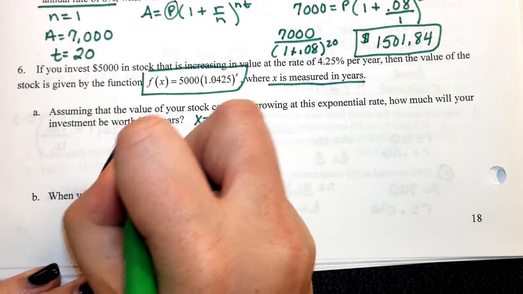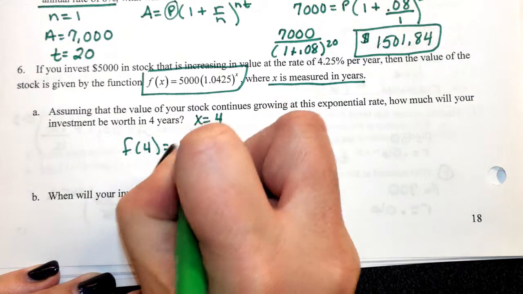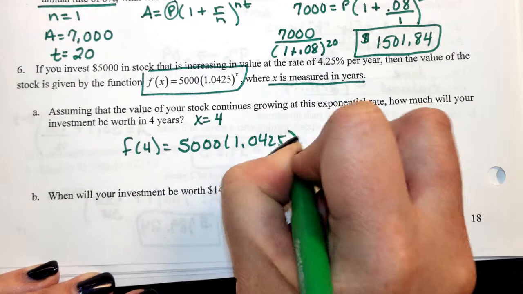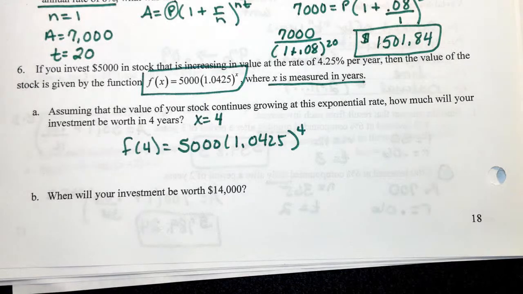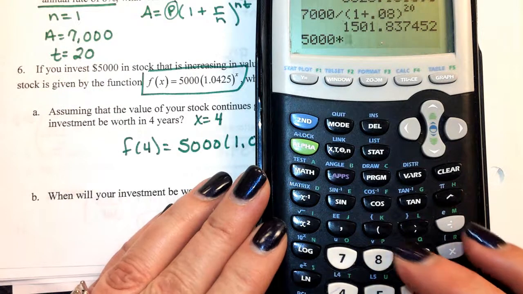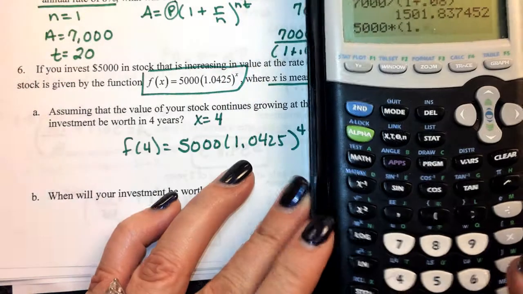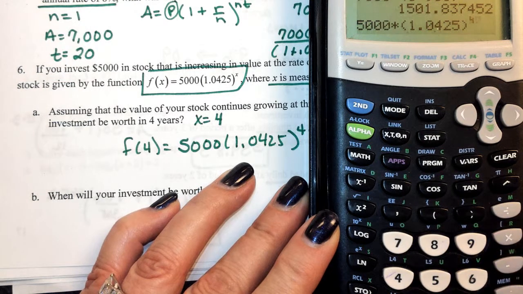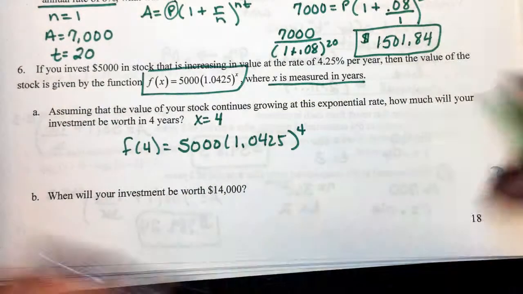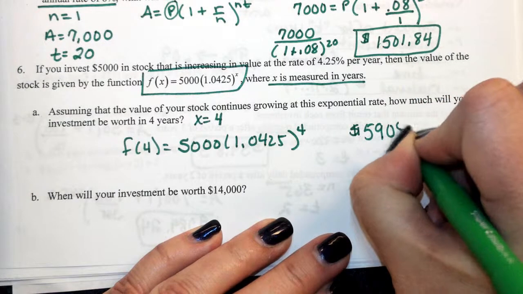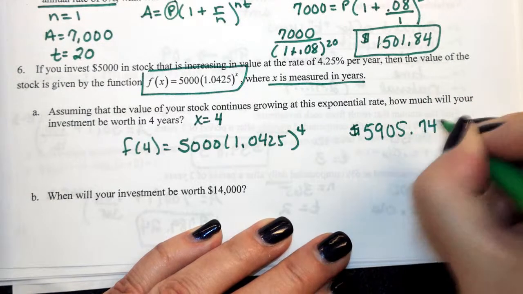So then F of 4 is going to be equal to 5,000 times 1.0425 all raised to the 4th power. So let's type this in, 5,000 times 1.0425 raised to the 4th power. So in 4 years, this stock should be worth $5,905.74.